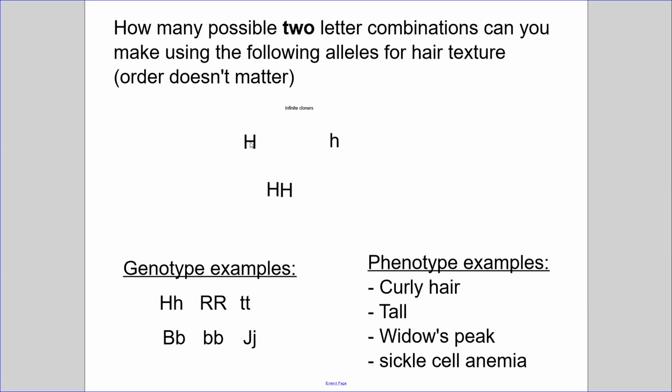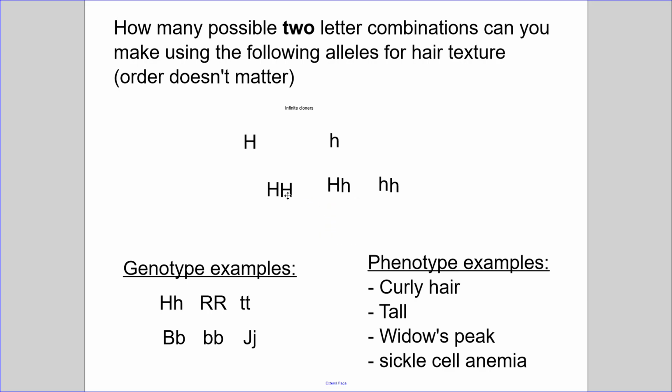Another combination might be big H, little h. There's another separate genotype. A third combination might be little h, little h. And you might think that a fourth combination could be little h, big H. But it turns out that the order doesn't matter, so this one and this one will be the same thing. Big H, little h, and little h, big H is really the same thing, so we don't even have to do this. Typically, you write the capital letter first.